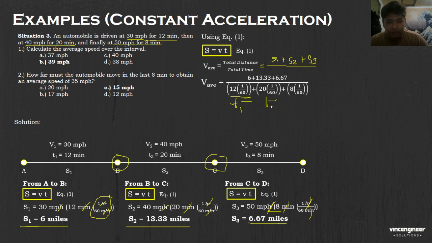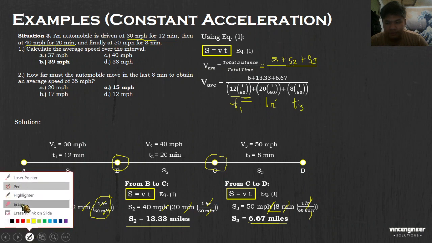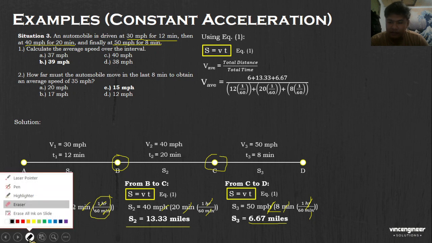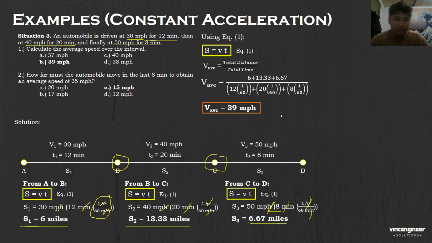Then the same for T2 and T3. Gets? So get it from your calculator and calculate, and you will get the answer, which is 39 miles per hour. That is the answer to letter A. Gets? Then for letter B.